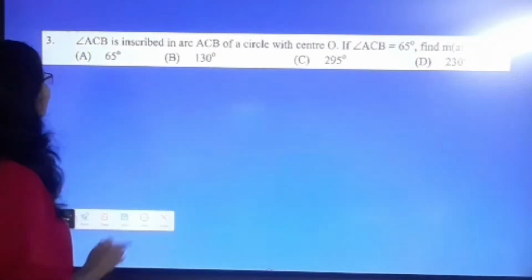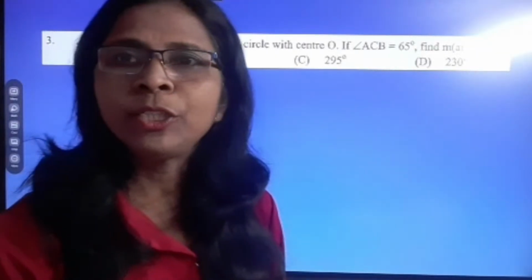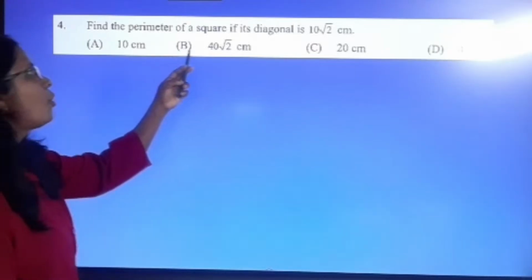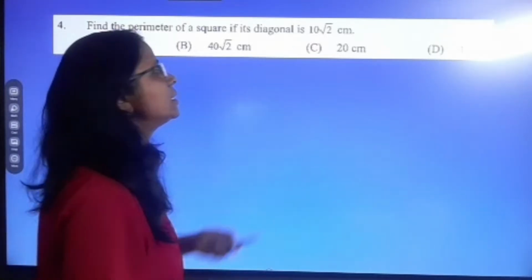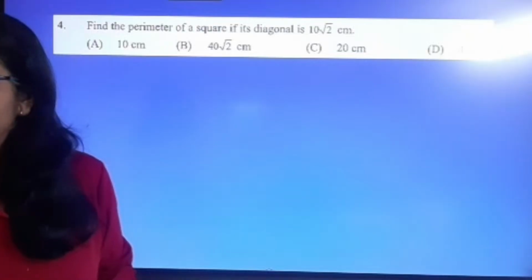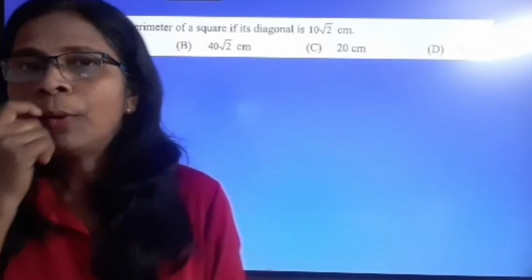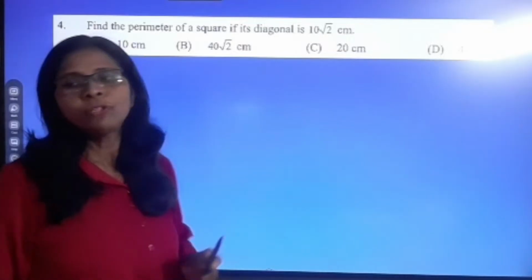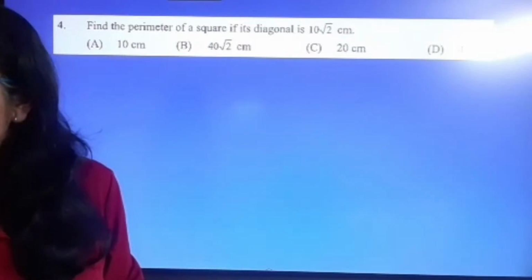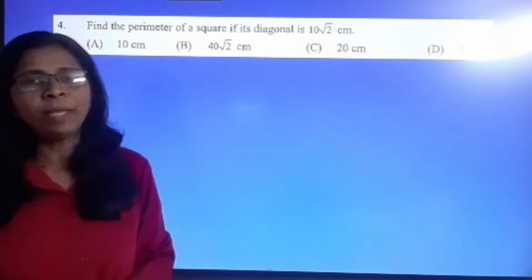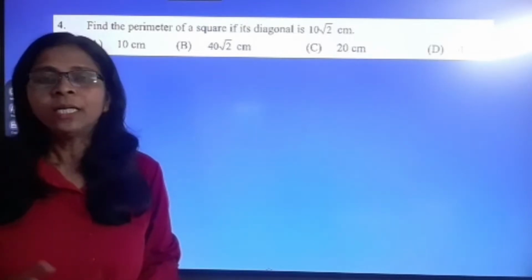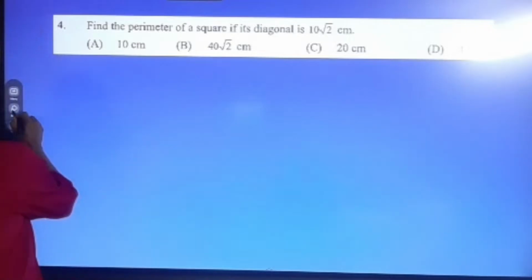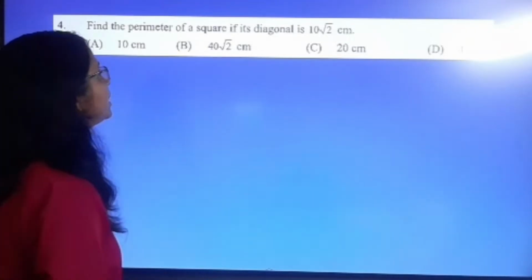Now next one students, that is the fourth question. Okay students, the fourth question is: find the perimeter of a square if its diagonal is 10 root 2 centimeters. Here we have to find the perimeter of a square. With respect to the perimeter of a square, first we have to find the side.